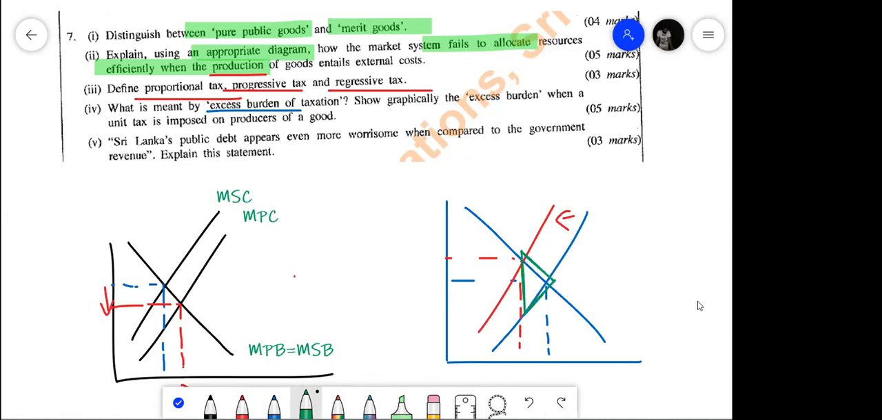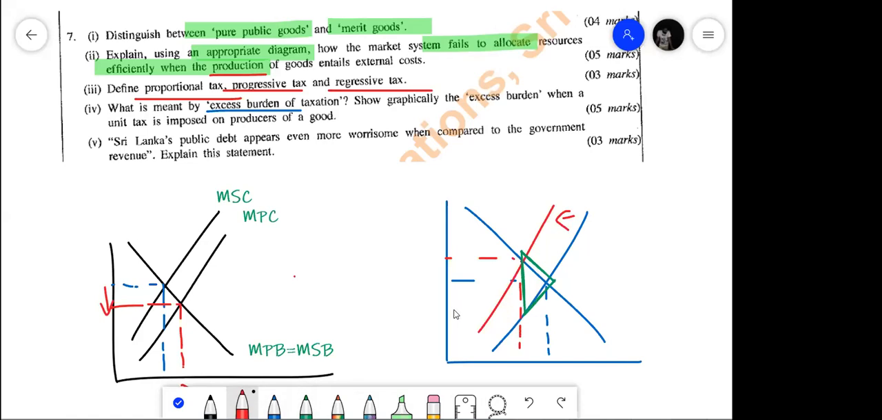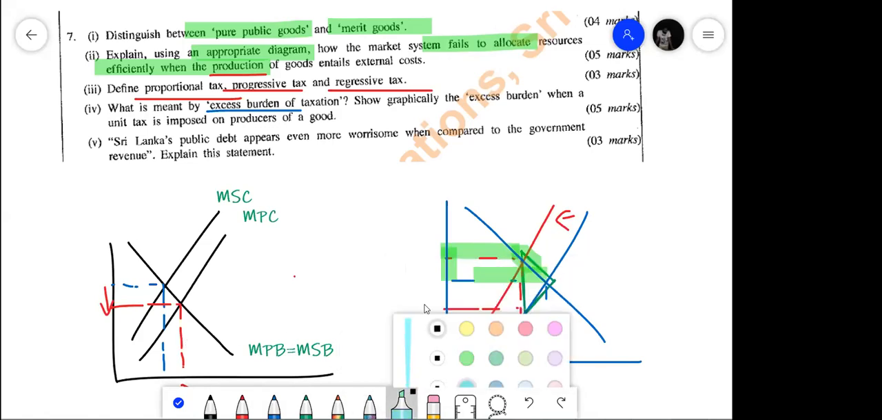So what does this excess tax burden mean? This is the loss of consumer surplus and producer surplus that is not received by the government. Now, if you look at it, you all remember why we called this dead weight loss in unit number 3. In unit number 3, this entire part was called dead weight loss because the consumer is losing this area, this trapezium kind of thing. Then if you look at the producer, he loses this area, this trapezium kind of thing.